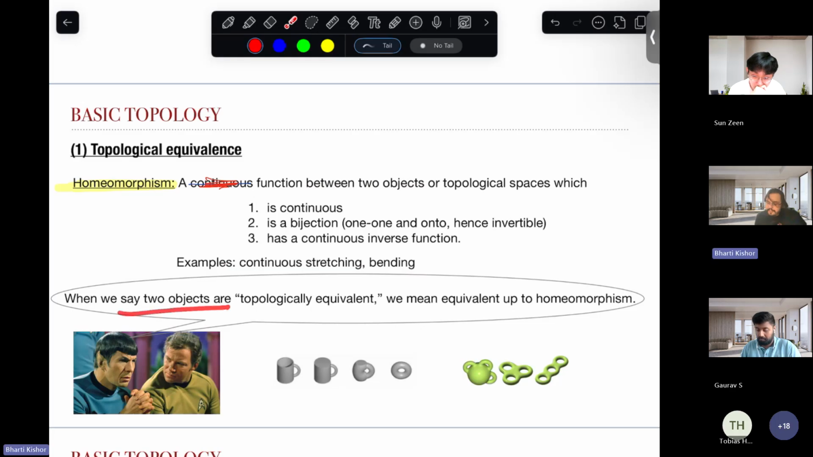So when we say two objects are topologically equivalent, like a coffee mug is equivalent to a donut, we mean equivalent up to homeomorphism, which means there exists a function between the two objects which is continuous in the forward direction, continuous in the backward direction, and is a bijection. Okay. So I hope that makes things more rigorous than just saying that the coffee mug and donut are topologically equivalent. What it means is that they are equivalent up to homeomorphism.